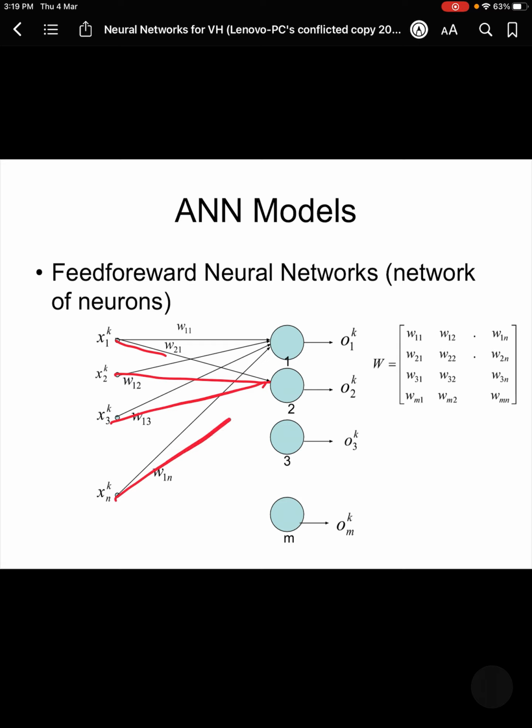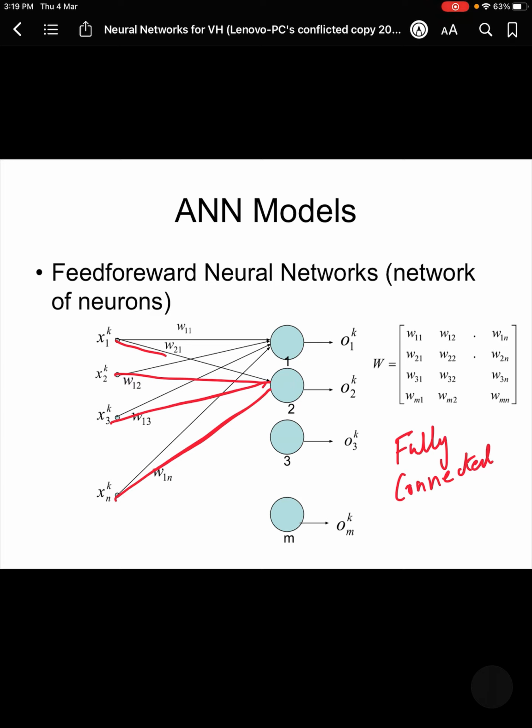So when all the inputs are connected to all the neurons, we also call this kind of network fully connected. That means all the inputs are connected to all the neurons, so it is a fully connected architecture.